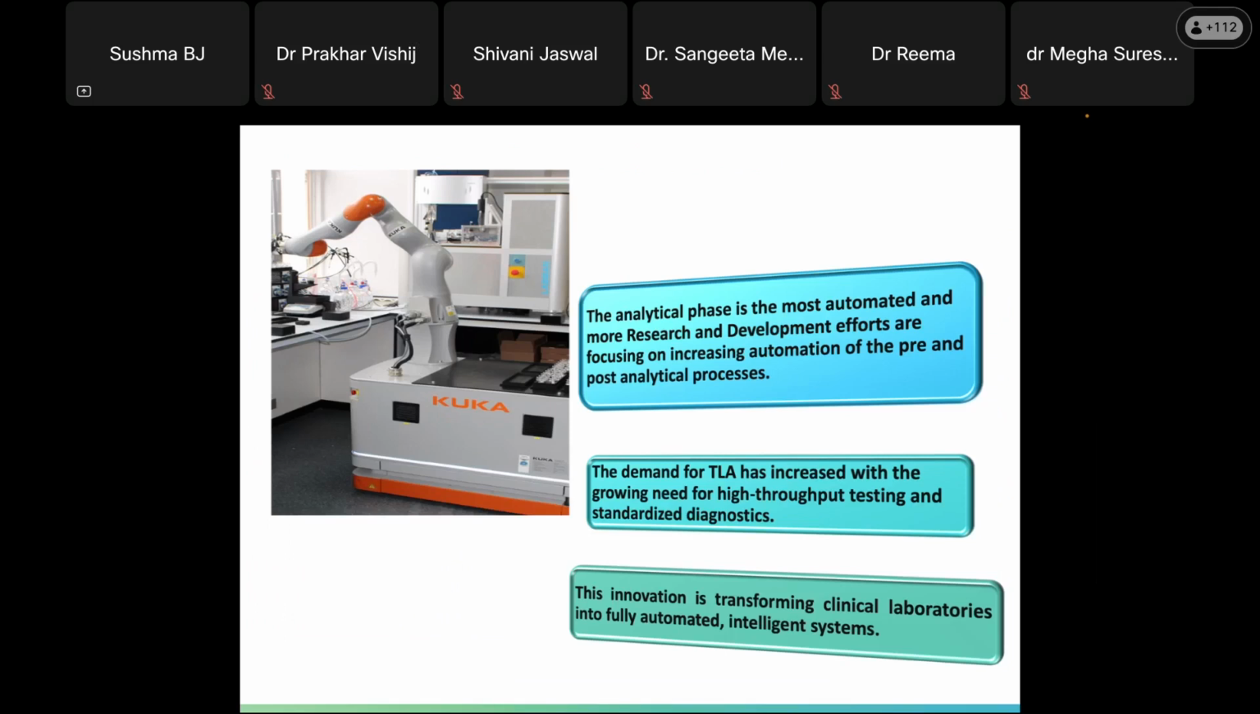As we all know, the analytical phase is the most automated, so more research and development efforts are focusing on increasing automation of pre and post, because in the analytical phase the developments are mostly up to the point. We are already using automated systems, but more and more research is still required at the level of pre and post analytical processes, because the demand for TLA has increased with the growing need for high throughput testing and standardized diagnostics. This innovation is transforming clinical laboratories into fully automated and intelligent systems.